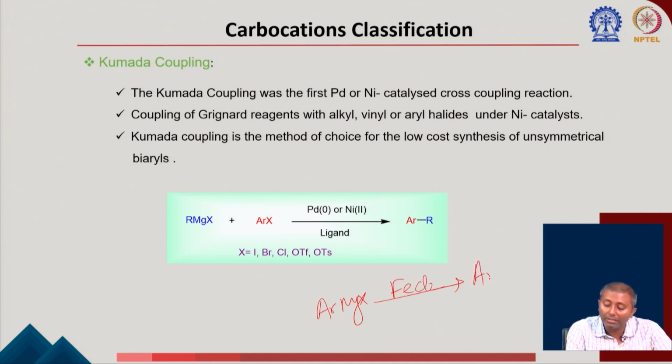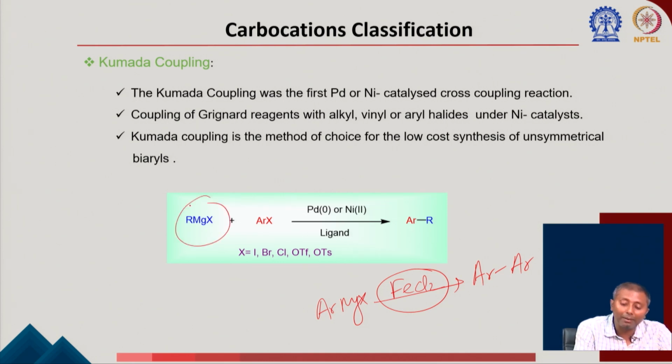It was known that it is going to convert to a biaryl, and not only iron, a lot of other catalysts were developed which can convert the Grignard to the biaryl. But now I am going to talk about if you have an alkyl magnesium halide, or an aryl magnesium halide, and you have an aryl halide.